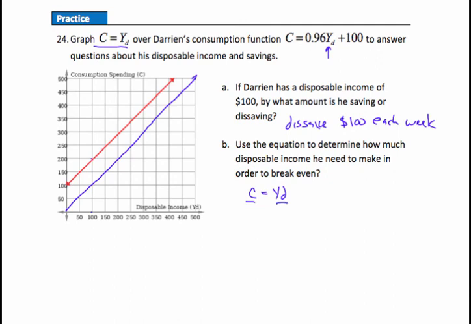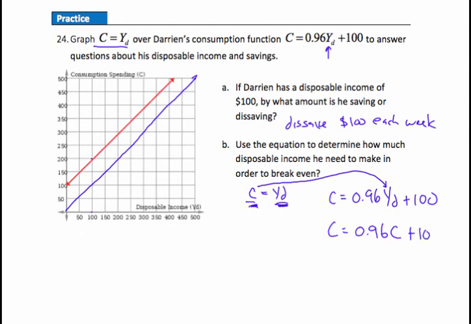Now, notice if those are the same, we can use what's called substitution here. So here's our consumption function for Darian. Basically, these are the same. So I can replace Y sub D with C in this equation. Since he's spending as much as he's earning, I can replace that with C, and then I get this equation, 0.96 C plus 100. Well, now I just have one variable in the equation. So I can solve this.